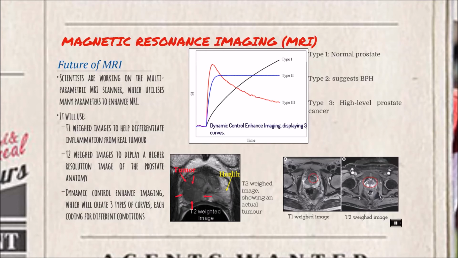These include T1-weighted imaging, which helps differentiate post-biopsy hemorrhage from the actual tumor, tackling the problem previously mentioned, T2-weighted imaging, which provides high-resolution images of the prostate's anatomy, and dynamic contrast enhanced imaging, which will be used to plot a region of interest against time to create a curve. There will be 3 types of curves, each coding for different conditions of the prostate tissue. With this development comes many more, including MR ultrasound fusion biopsy, which merges both MR and ultrasound images to guide a biopsy needle more accurately.